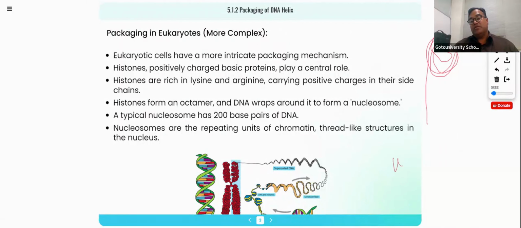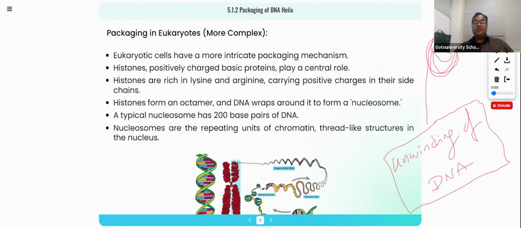So unwinding of the DNA is possible. Possible in the sense the protein will move away from the DNA. Then only the DNA can go for efficient replication. Then only the DNA can participate in the effective RNA synthesis process. Like this, we need to understand the message.